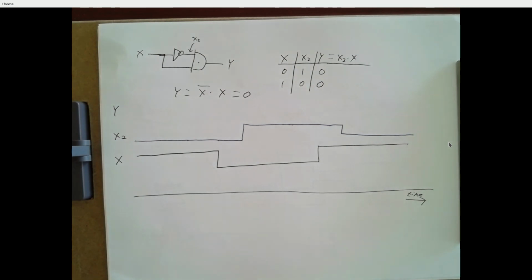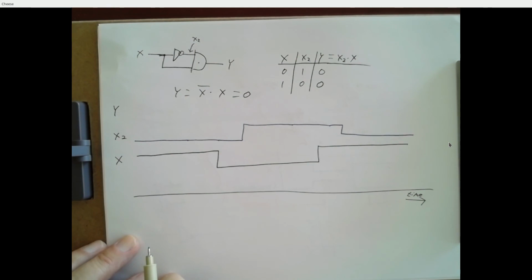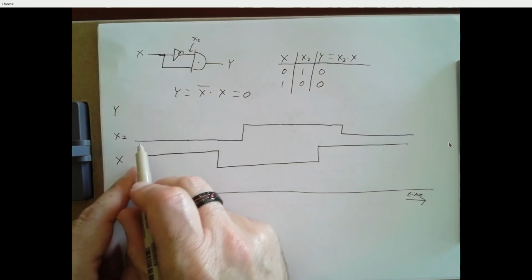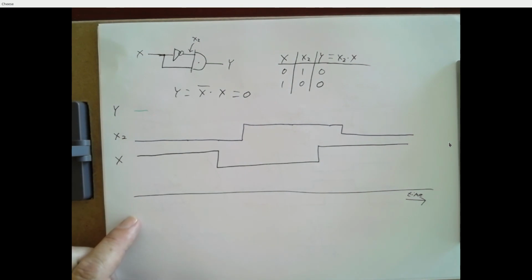All right, well, y is the output of an AND gate whose inputs are x and x2. So right here, x is a 1, x2 is a 0. Our AND gate's going to be outputting a 0. We expected that.